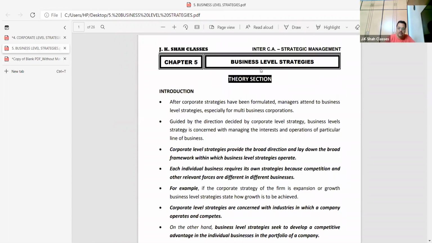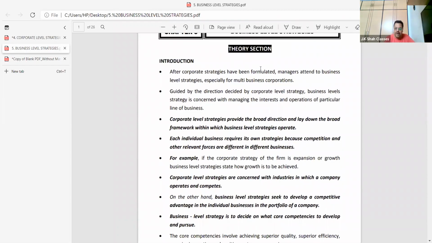Let's have a look over here. Business level strategies. Please read this. After corporate strategies have been formulated, managers attend to business level strategies, especially for multi-business corporations. Now, beta, you should get an idea. Multi-business corporations. If I make it more clear, Tatas have airline business, hotel business, FMCG business. How can you have one strategy for all the businesses? You cannot. So we have different business managers, multi-business. All businesses will have different strategies, right?